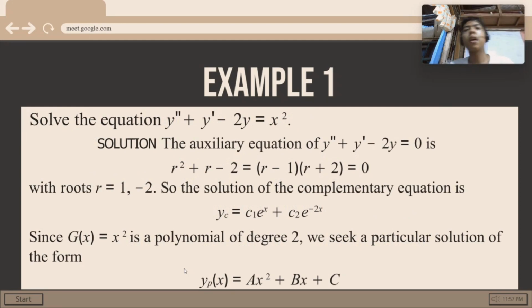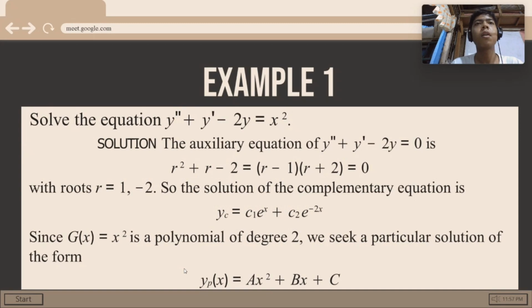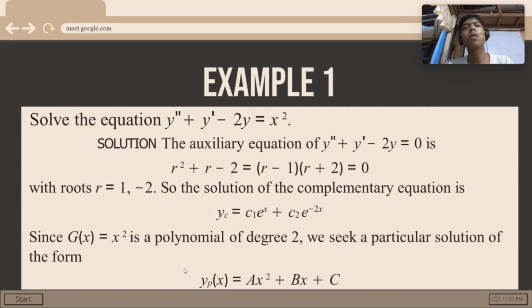Here, the ax squared plus bx plus c. Okay? It's on this general equation, y double prime plus y prime minus 2y equals x squared. So, substituting 2a. So first, find the roots and solve for the yc. Replace the exponents. And then solve for the yp by deriving up to the second derivative, given your g of x, the function on the right side. And then substitute it into the first equation.